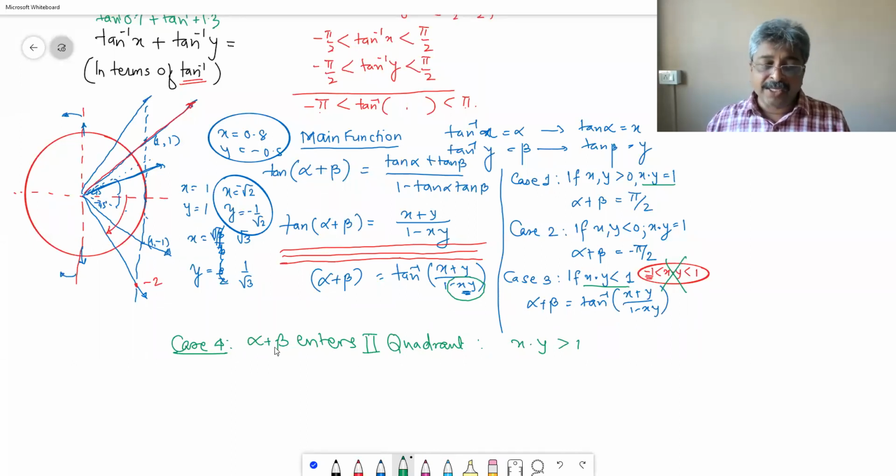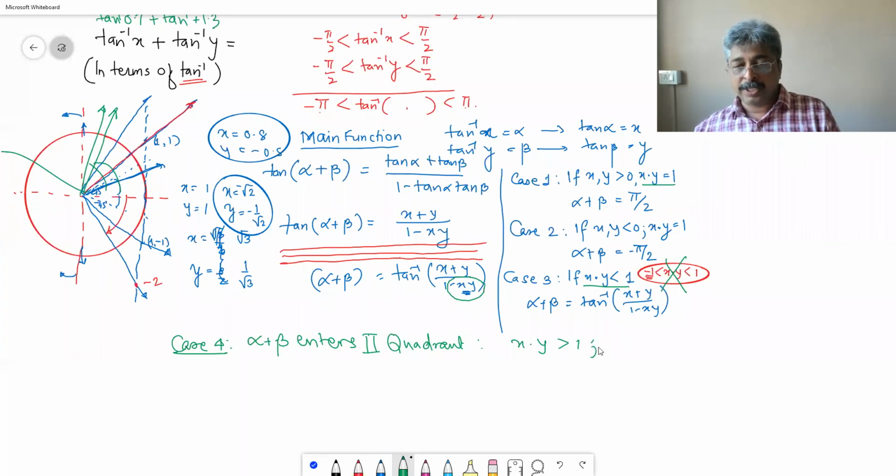Now if alpha and beta enter second quadrant, that means none of them is a negative angle, both of them are positive, and the sum is entering second quadrant. So one angle is somewhere here, another angle is somewhere here. The summation of these two, alpha and beta, gets into somewhere here. That will happen. So alpha plus beta enters second quadrant. They cannot have opposite parities. That means their corresponding x and y values must be positive. Hence we get the additional condition x comma y are greater than 0. Both of them are greater than 0.